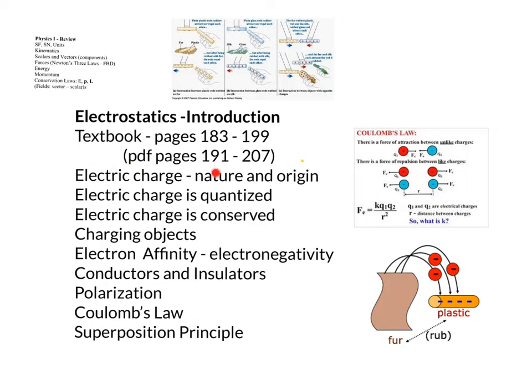First of all, we'll talk about electric charge, its nature and its origin. We'll talk about the properties of electric charge. You need to know these 2 important properties of electric charge: it's quantized and conserved. I'll talk about that. How objects are charged, the terms electron affinity and electronegativity, conductors and insulators, polarization, Coulomb's law, and the superposition rule. Those are the things I'm going to cover in this lecture.